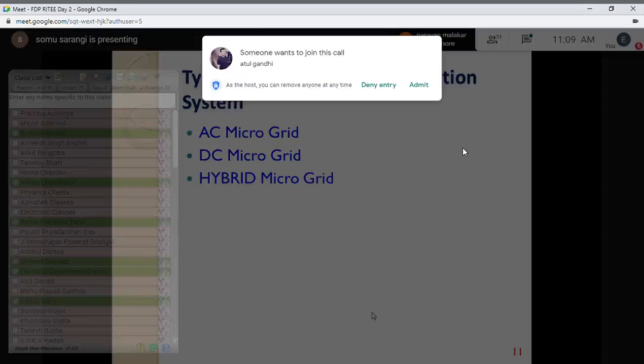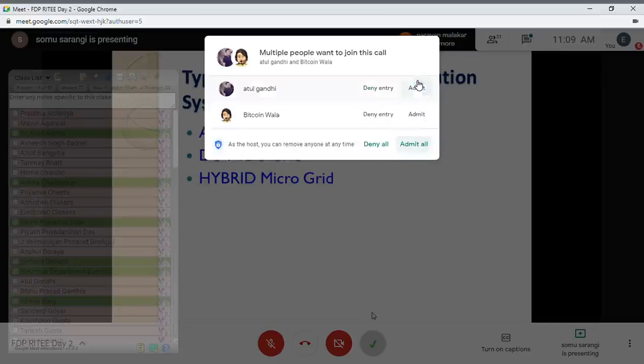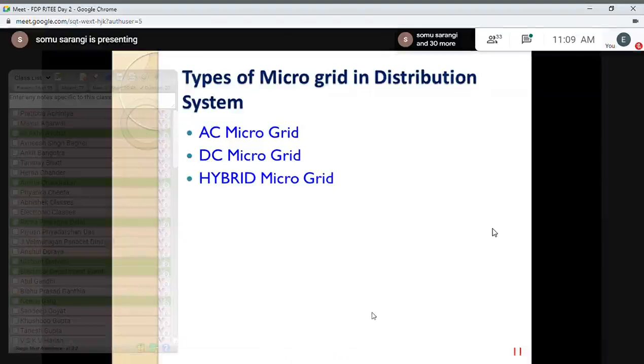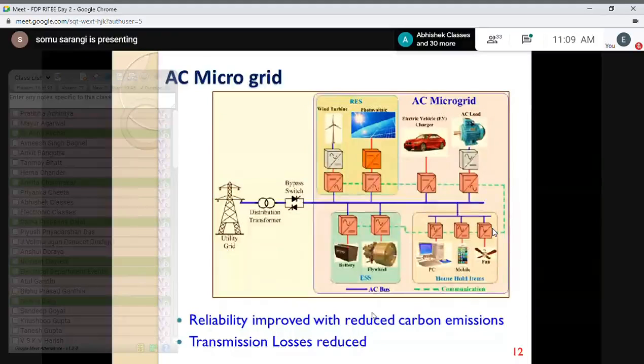Considering the changes in our distribution system, the types of microgrid possible are the AC microgrid, the DC microgrid, or the hybrid microgrid. So, what is the AC microgrid? Whenever we are talking about the PV source and the wind source, they basically do not provide a constant voltage and constant frequency. However, we require a constant voltage and constant frequency to supply the electrical loads.